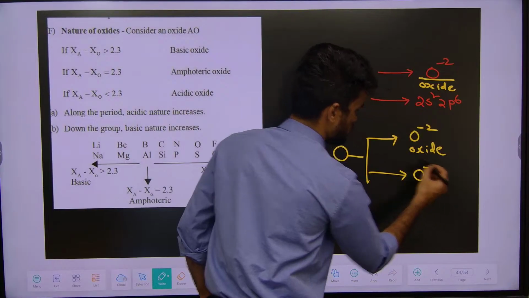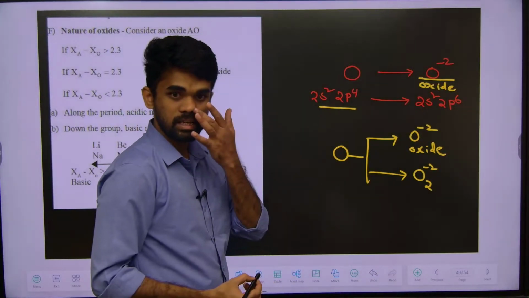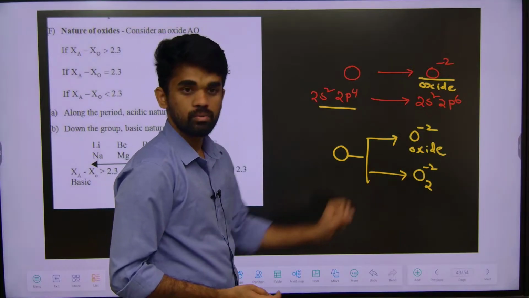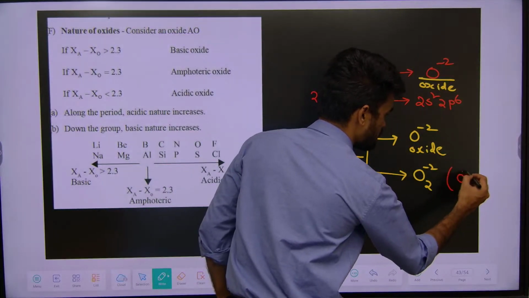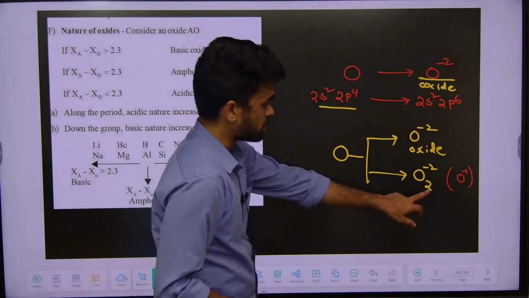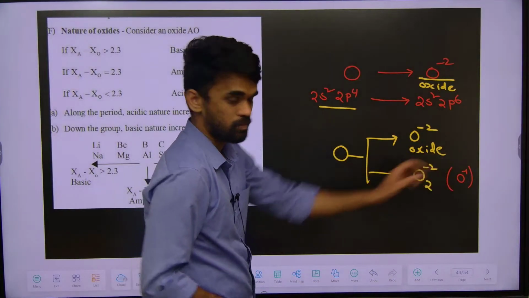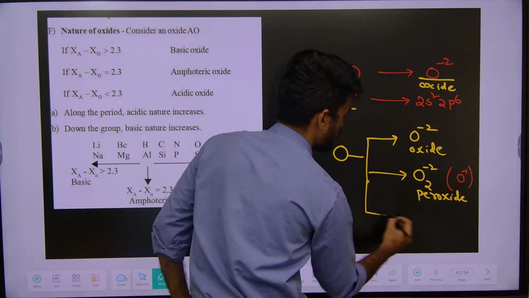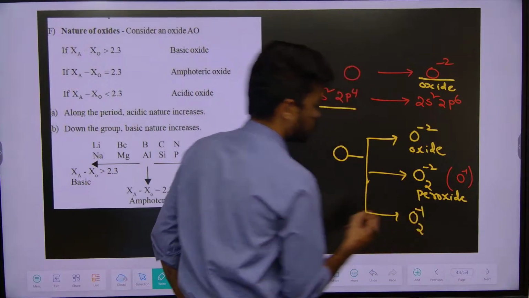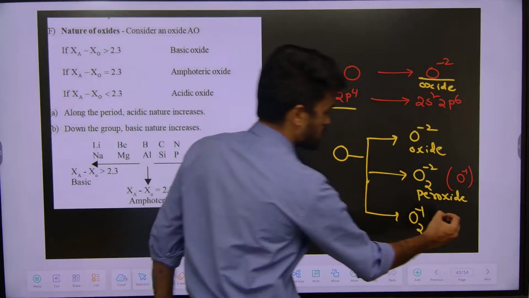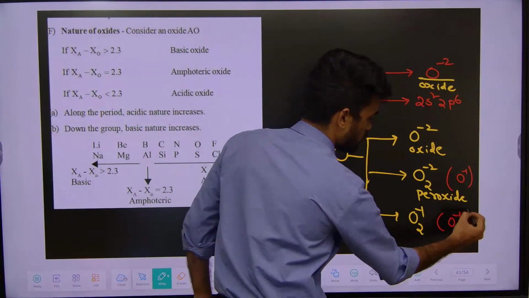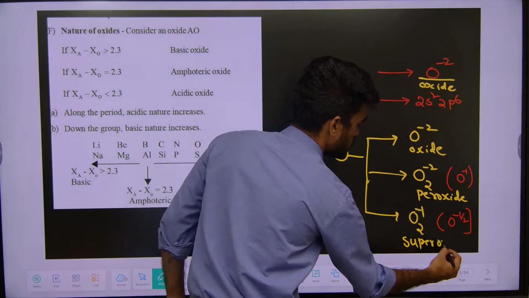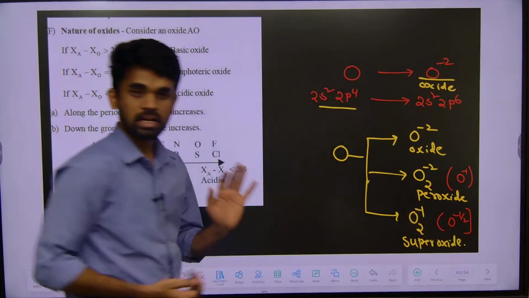O2 minus 2. Where you will see this kind of thing, hydrogen peroxide తెలుసు కదా, like H2O2 we are writing. So it will be O2 2 minus. And one oxygen contains minus 1 charge only. 2 oxygen ki minus 2 ఉందంటే ఒక oxygen కింద minus 1. So this is called peroxide. ఏమనాలి? Peroxide. Next one is oxygen O2 with minus 1 charge. అంటే one oxygen contains how much charge ma? Minus 1/2. So this is called superoxide. Superoxide.